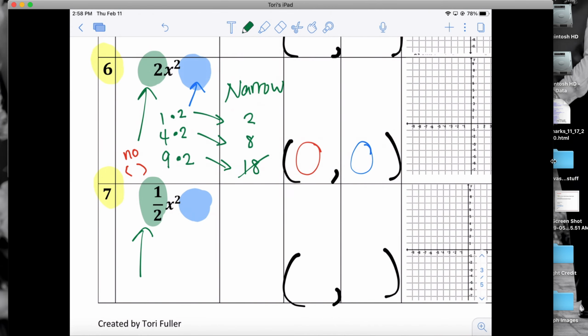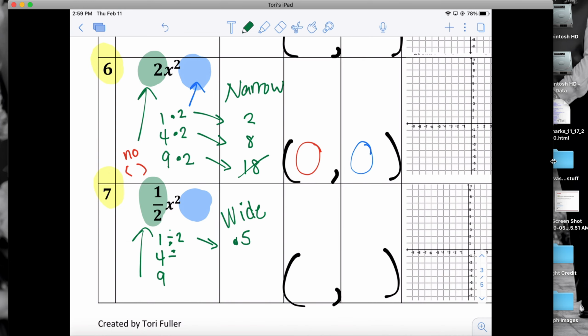Moving to number 7. Number 7, I have a 1/2. That's going to make my graph fat. It's going to make him wide. So this is a little bit tricky. We are going to have to cut all of these numbers, 1, 4, 9, in half. Okay? So if I divide 1 by 2, cut it in half, that gives me 0.5.